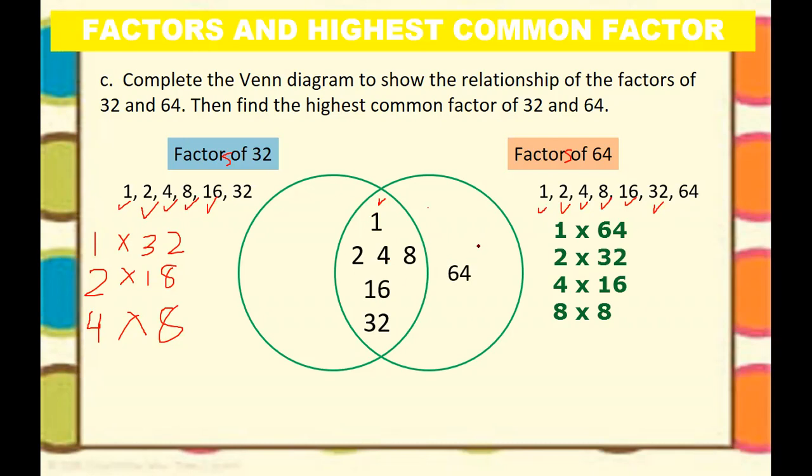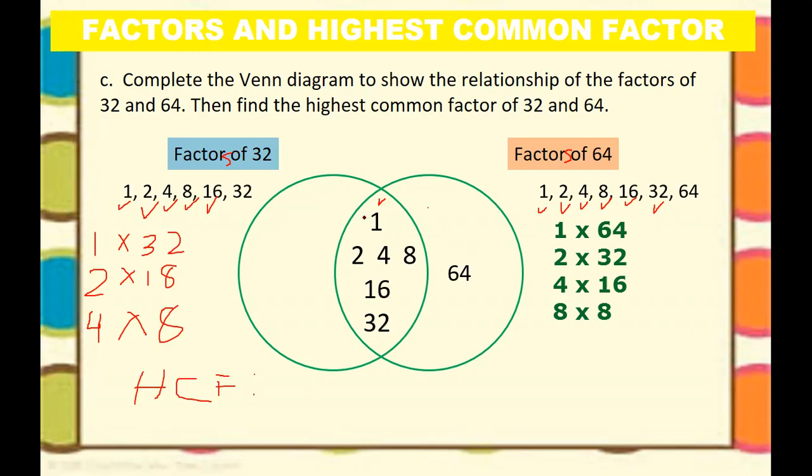Okay, and actually 64 is also a factor of 32, but we have just completed it. Oh no, it's not a factor, I mean. So the factors of 64 are already here, and the factors of 32 are already here, and their common factors are here. Now, from the common factors, what is the HCF, or the highest common factor of 32?